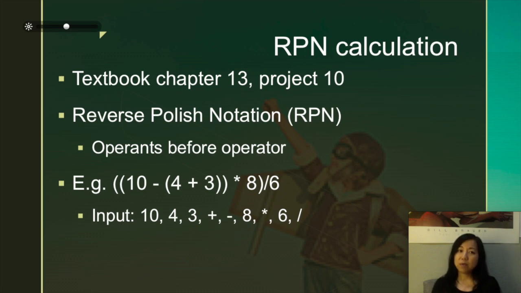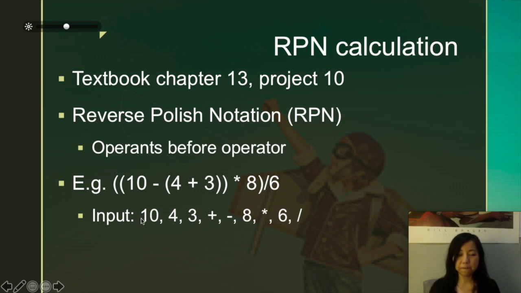So let's talk about what is reverse Polish notation. Normally this is what we see, right? But in this notation, what they do is they will express a formula that's in this form in such a way. So it would have number 10, 4, 3, and then has plus, and then minus, and so on and so forth.